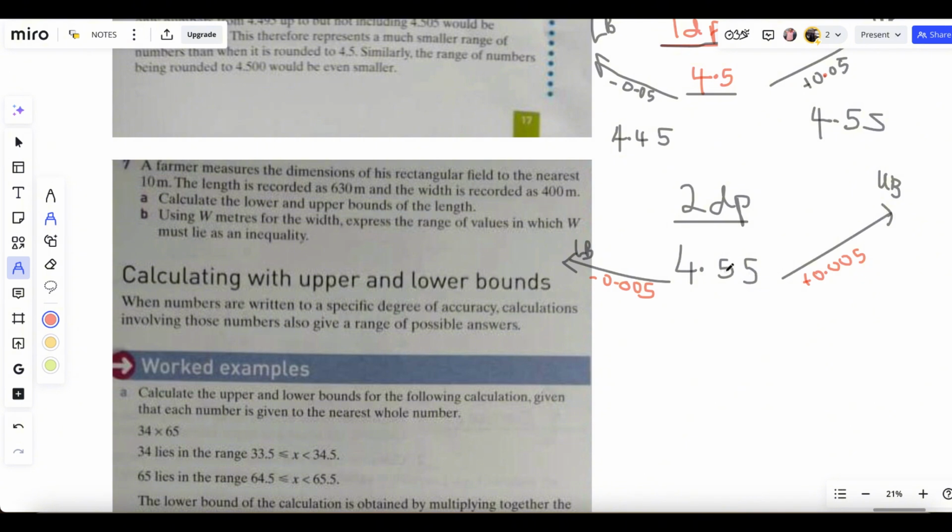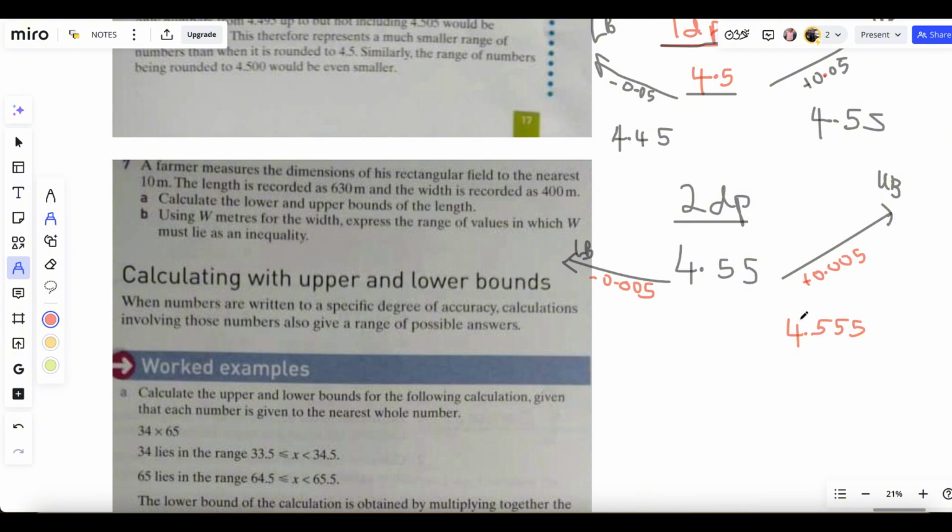So for this one that is 2 decimal places, after this first 0, don't count it. You put the point, and after the decimal point, you count 2 zeros before 5. So you add this to this number, and we get for the upper bound 4.555. You get 4.555, right?